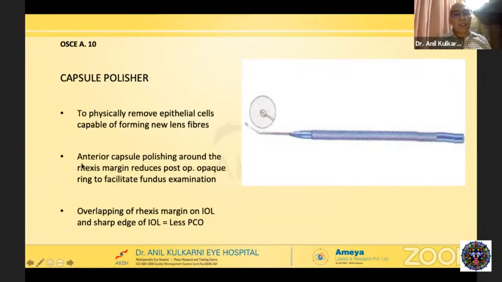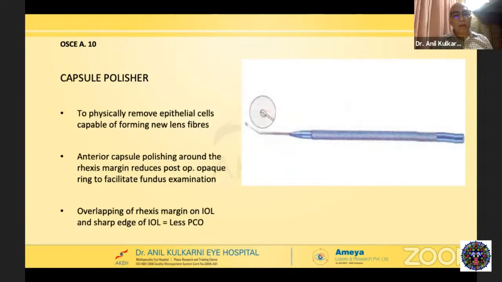This actually physically removes the epithelial cells capable of forming the new lens fibers. As you are aware, these continue to produce fibers throughout the life of the patient. The intercapsule polishing around the rhexis margin also reduces the post-op opaque ring, which will facilitate the fundus examination for the VR surgeons or even for us.